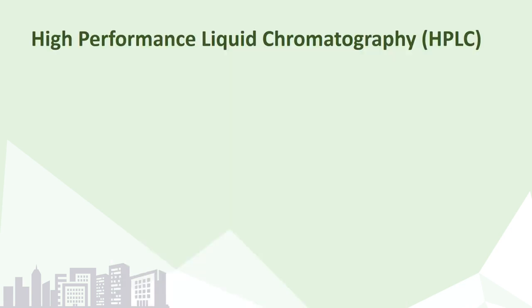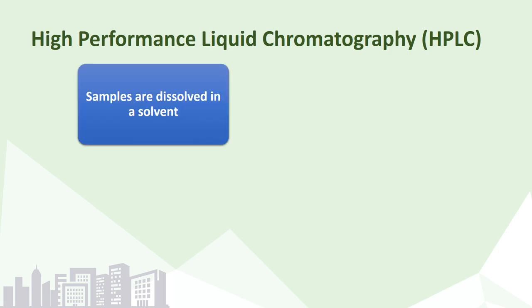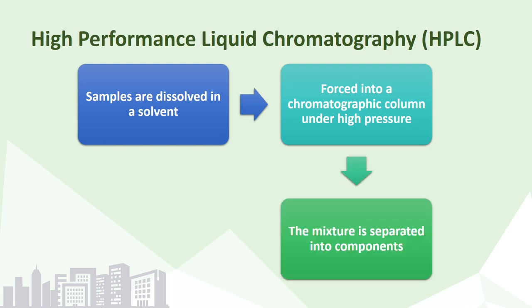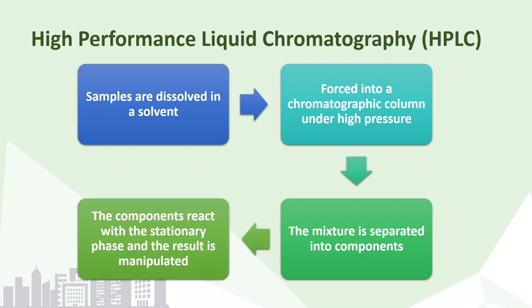High performance liquid chromatography, HPLC, is another separation means that utilizes a liquid mobile phase to separate the mixture into individual components. The sample is first dissolved in a solvent and then forced into a chromatographic column under high pressure. Then the mixture is separated into components that react with the stationary phase. The result is thus released.